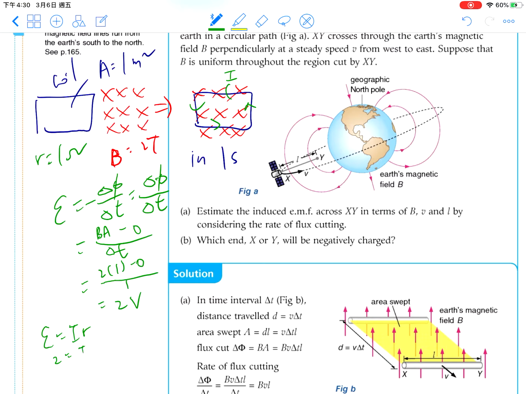And with resistance 1 ohm, we can also find the current, which is 2 A. And it is in an anti-clockwise direction.